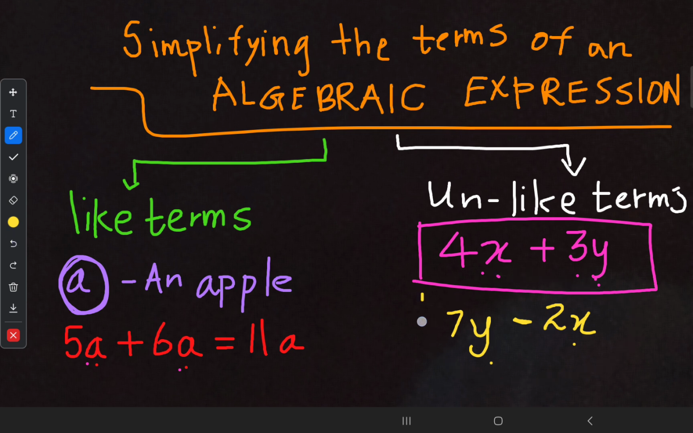So we can't do anything further than that. Okay, this is going to be your final answer. But in like terms, we can do any arithmetic calculations to find our final answer. But in unlike terms, we can't do anything more than this, because the variables are different. We can't do addition or subtraction under these unlike terms.